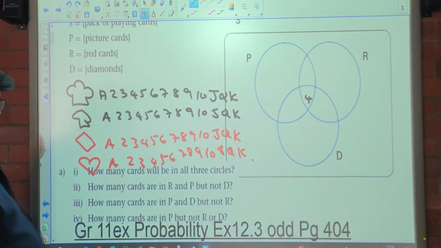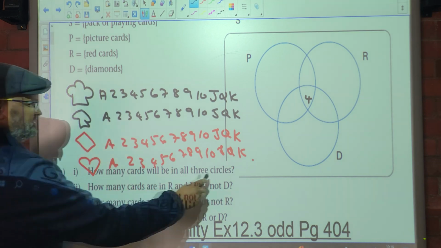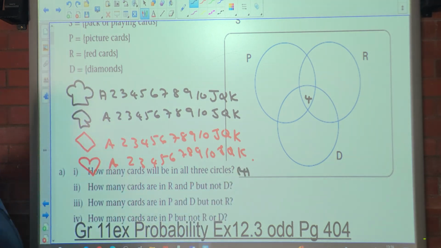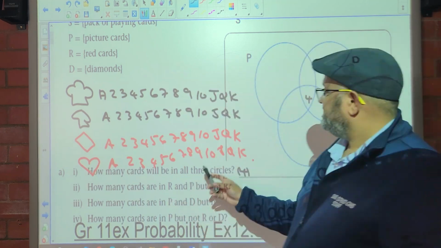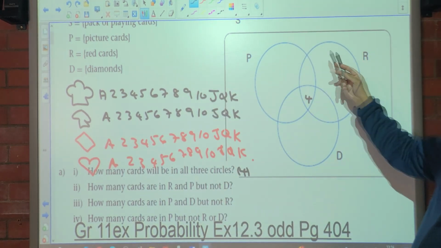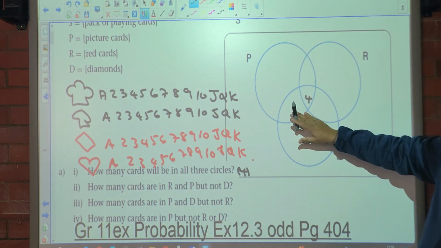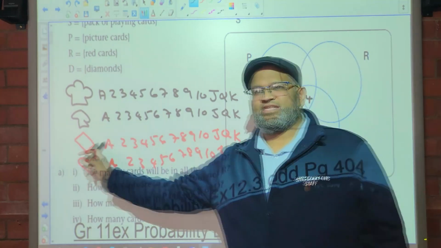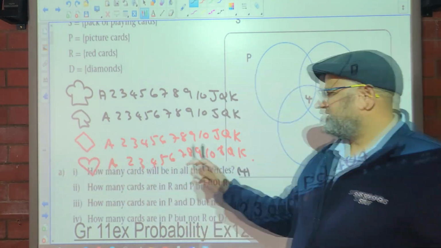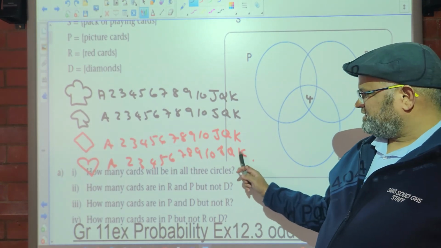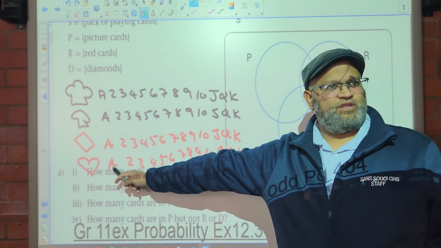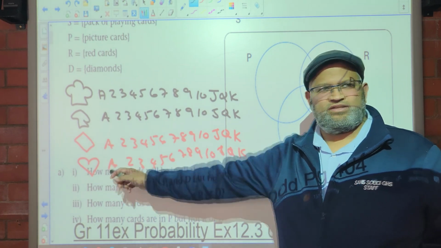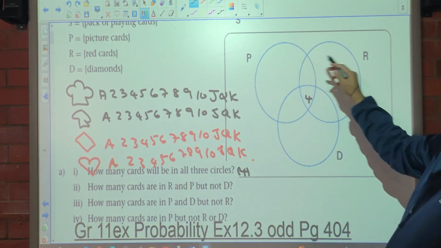Let's look at the next one. So the first answer is 4. Number 2. How many cards are there in R and P but not D? So it's red, picture, but not diamond. So it's not diamond, so we're taking this out. So it's a red picture. So it's 1, 2, 3, 4. Can you see that, people? You will understand.